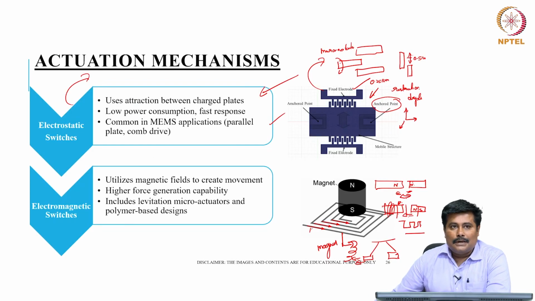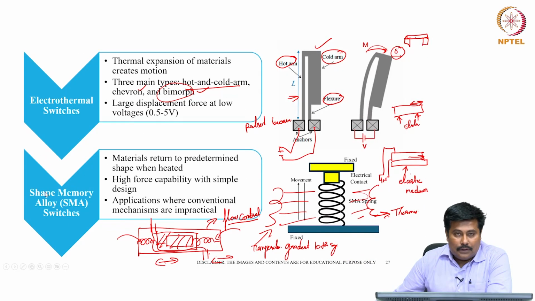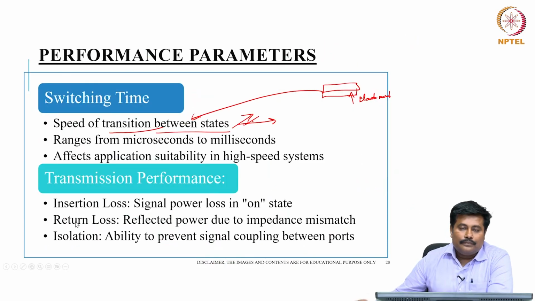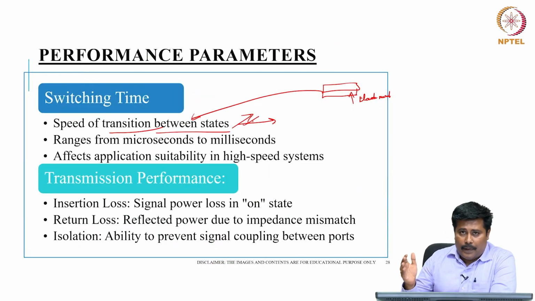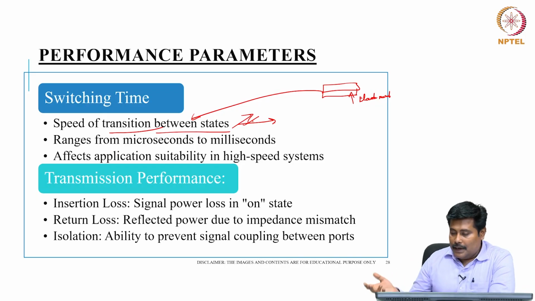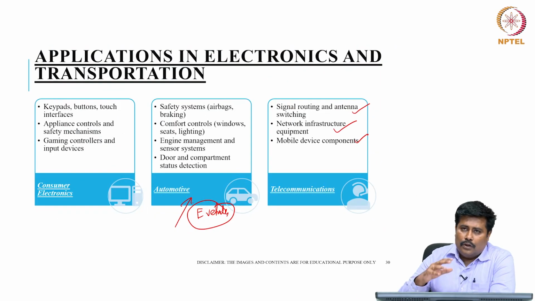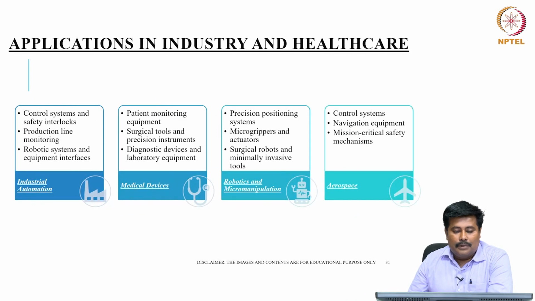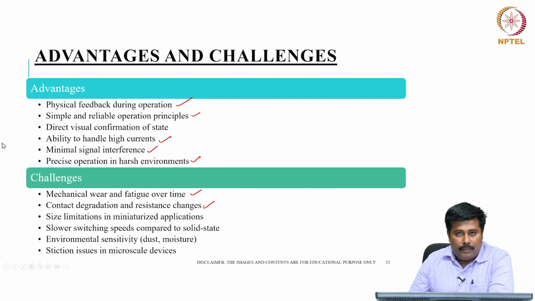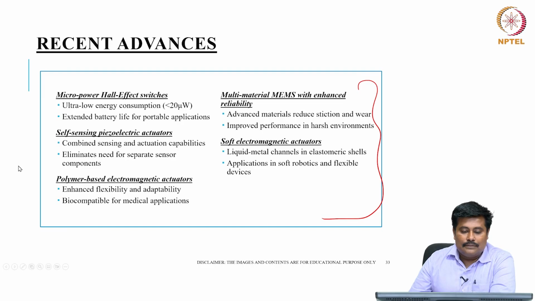In the case of MEMS based switches, we discussed the different configurations, including the electrostatic switches, electromagnetic switches, electrothermal switches and the shape memory alloy switches. Some of the key parameters involved in designing and fabricating such switches include the switching time, the transmission performance, and the contact resistance. We also discussed the reliability characteristics, the overall application of such MEMS based switches, and the major key challenges and advantages involved.